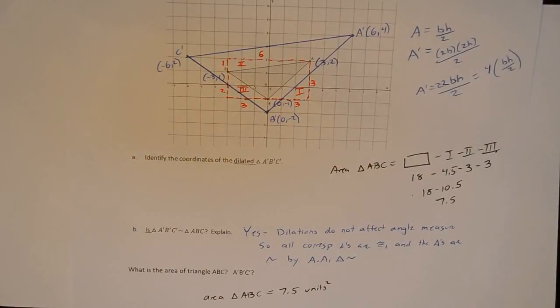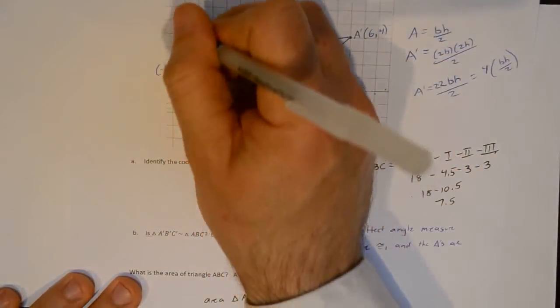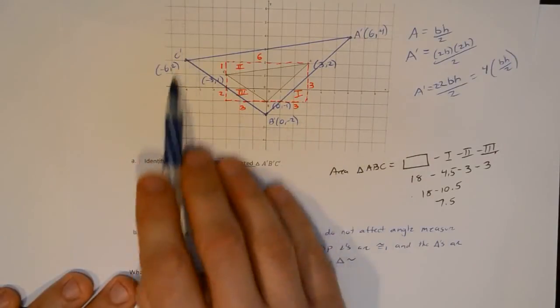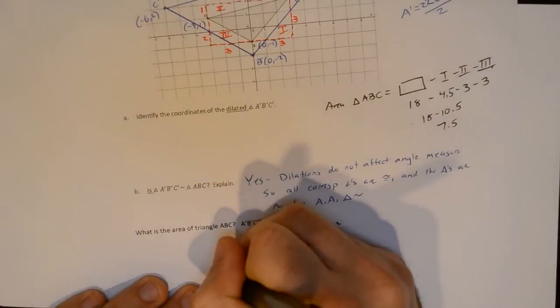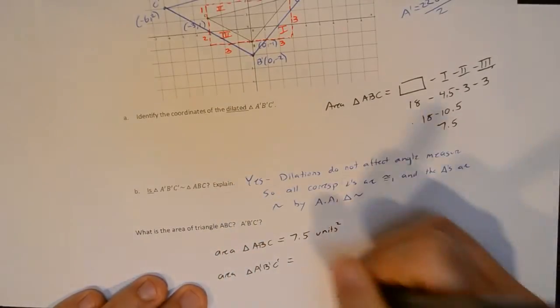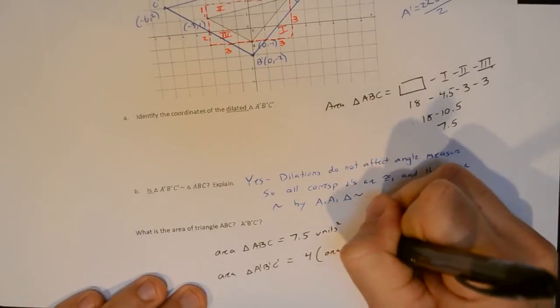So there's 2 ways to do that. You certainly could go ahead and box out this larger triangle and do the exact same thing we just did. Find the areas of those three triangles you don't want and take them out of the entire rectangle. But I also happen to know that the area of triangle A prime, B prime, C prime is going to be equal to 4 times the area of triangle ABC.